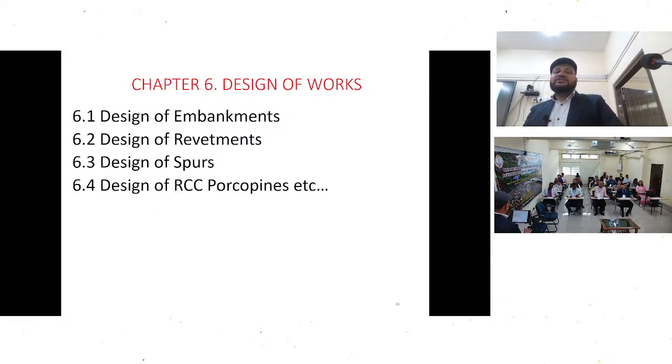Then chapter 6 is the design of works, meaning what we are planning to work on. If it is an embankment, then we have to give the details of the embankment. What should be the slope, the riverside slope, and what should be the slope on the countryside. If there is a revetment, then what should be the slope, and what should be the launching apron. How should it be calculated? It should be calculated by considering the scour depth.